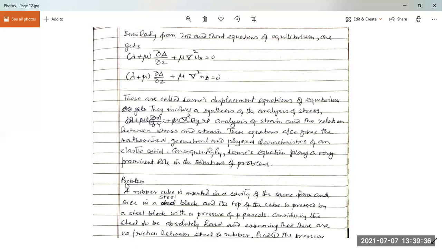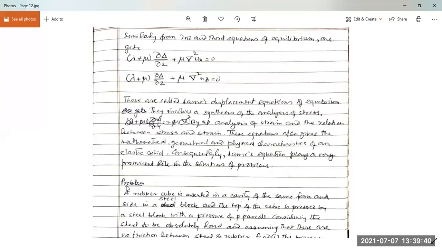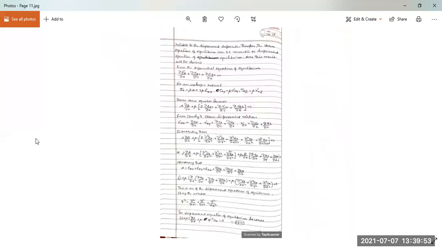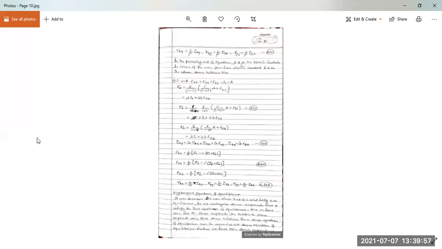And one thing, just let me clarify a bit. One second, displacement equation. Okay.